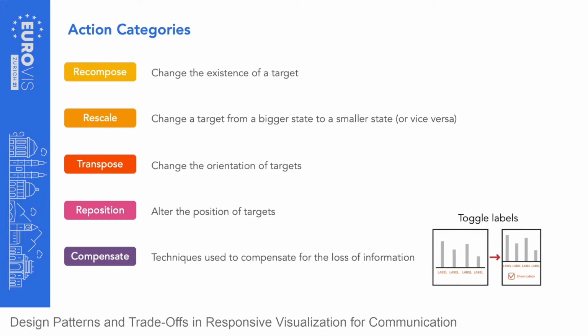Lastly, compensate actions include techniques used to compensate for the loss of information. When removing labels, authors can add a toggling option for whether to show the removed labels.